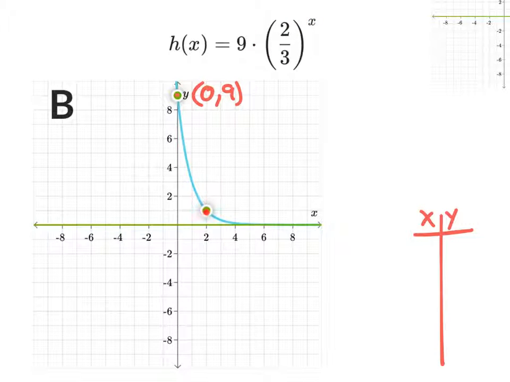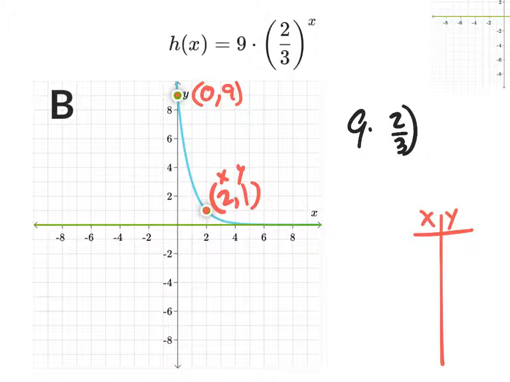But how about this guy right here? That's a coordinate 2, 1. So the coordinate 2, 1, let's see if it works. What this coordinate is saying is if I plug in a 2 for x, I'm supposed to get out a 1 for y. So if I plug in a 2 right here, and I might as well show this work, we have 9 times 2/3 in parentheses, and we're going to go to the second power. And let's see if by plugging in this 2, we get out a 1. Well, I plug in the 2, that's really 2/3 times 2/3. What is 2/3 times 2/3?